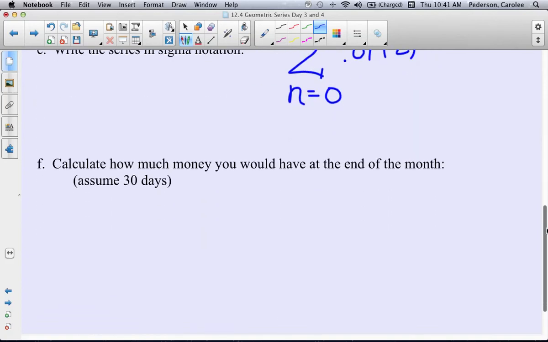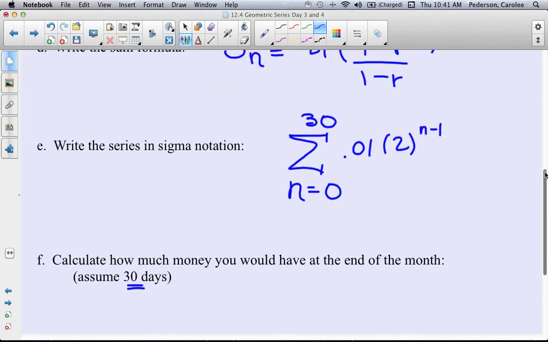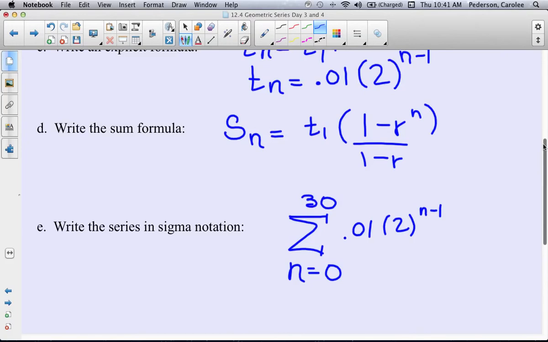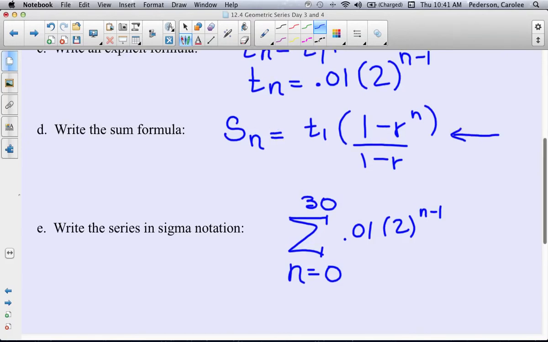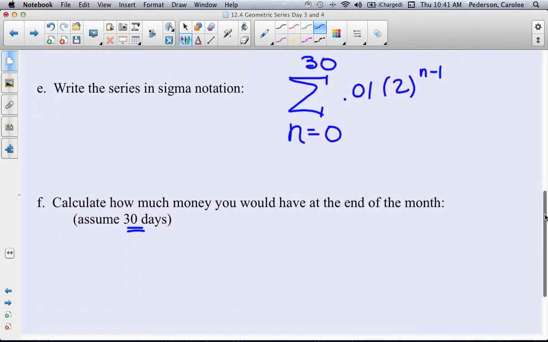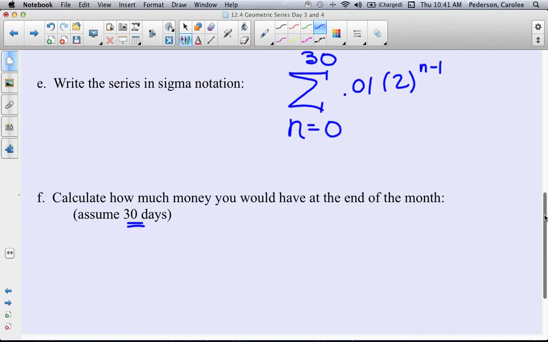The last thing is to calculate how much you would have at the end of the month, assuming you have 30 days. So we're going to use the series formula here. Again, remember, you can pause this problem set.